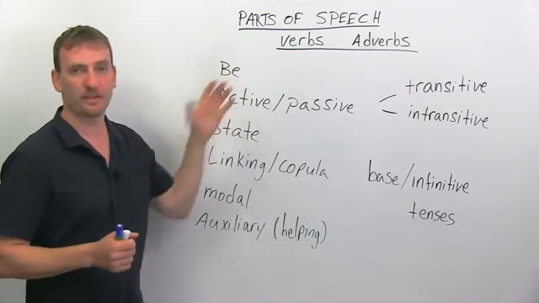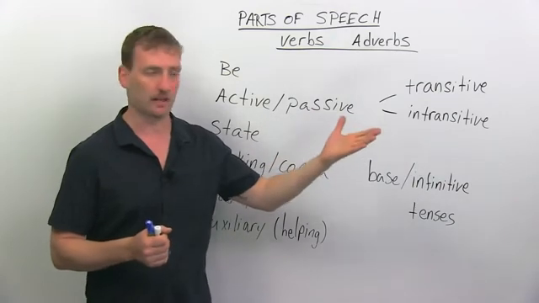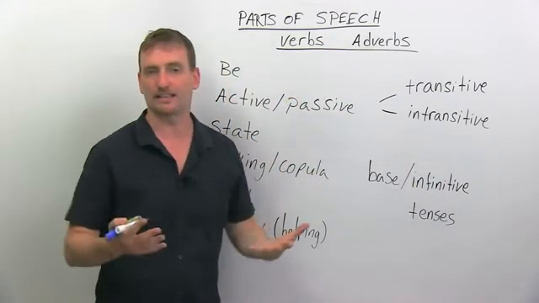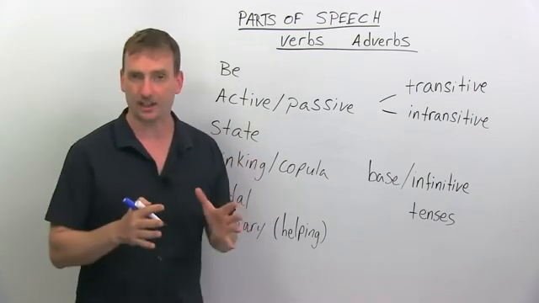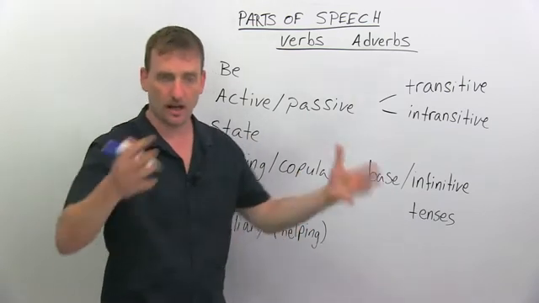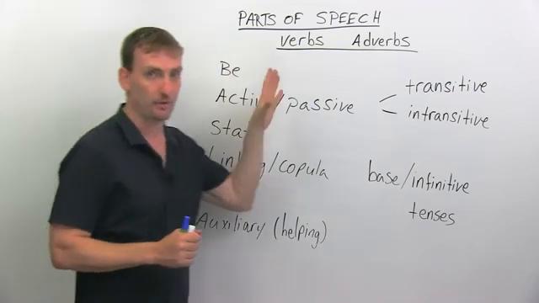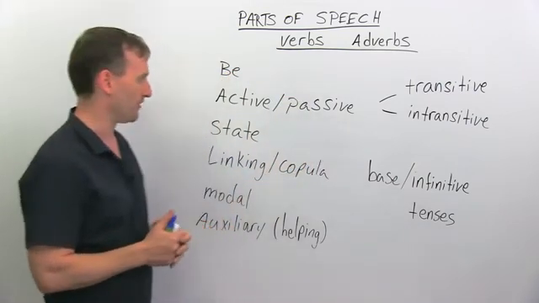We have the be verb. Am, is, are, was, were, will be, right? So these are the be verbs. These talk about a state or a situation of something happening. There's no action, there's just state. What is the situation of the context we're talking about? So very important, and probably the most used verb of all the verbs.